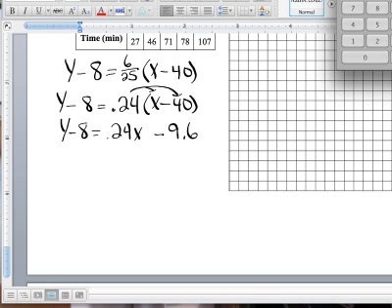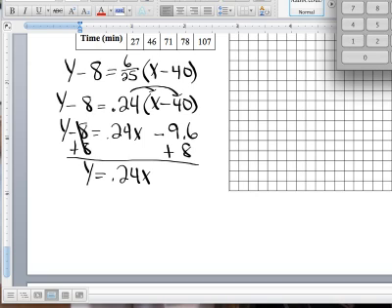All right, and then one more step. Add 8 to both sides. That's the last step here. Add 8 to both sides. So we're going to get y equals 0.24x, and one's negative, one's positive. Negative 1.6. All right. So now it's in an easier format.